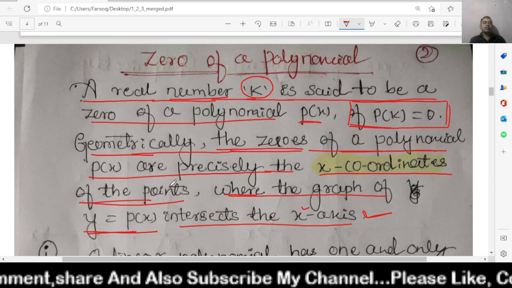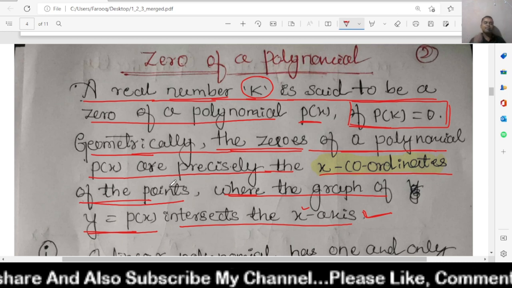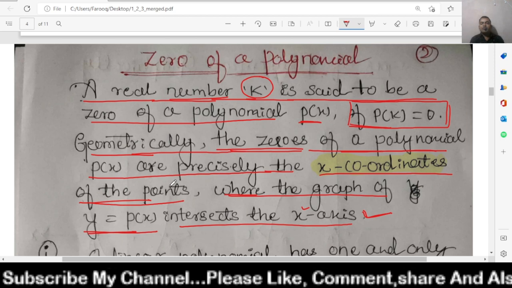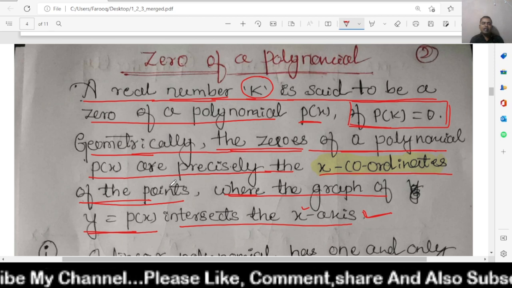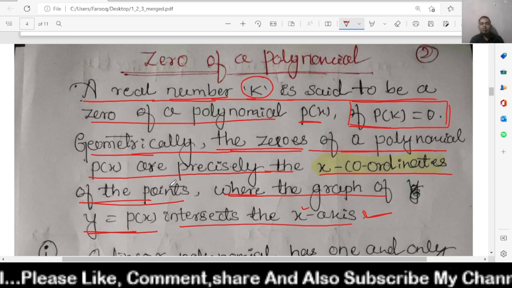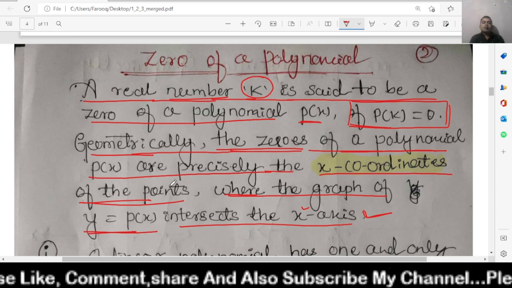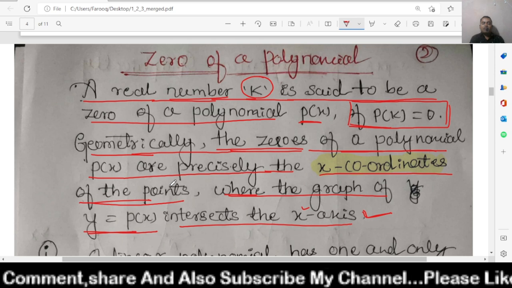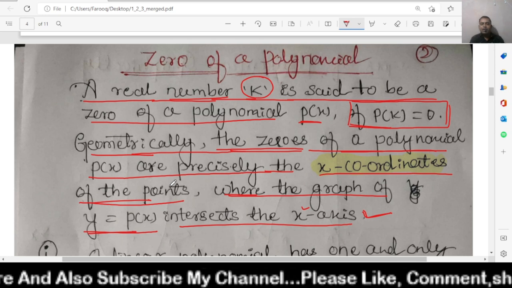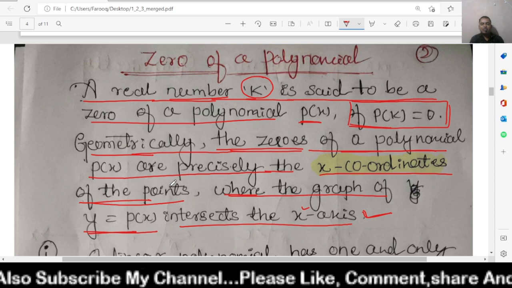Once again recall, a real number k is said to be a zero of the polynomial p of x if p of k is equal to 0. If you substitute that real number in the given polynomial and the value of the polynomial becomes 0, then whatever value we have put in the polynomial is said to be a zero of the polynomial. Later we will come to know this while solving problems.